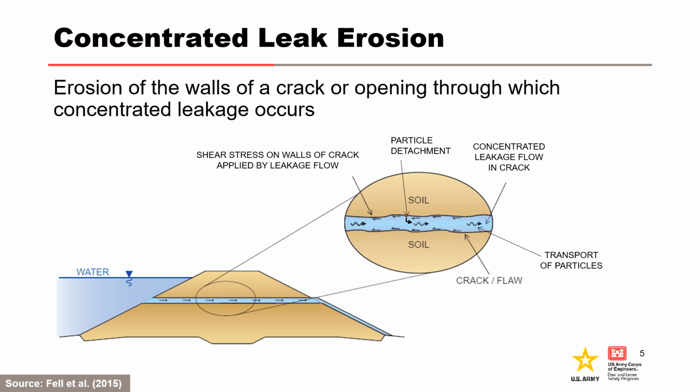This figure shows a continuous defect, a horizontal crack through a homogeneous earth-fill dam. Leakage flow through the crack applies hydraulic shear stresses or tractive forces onto the walls of the crack, and this can lead to particle detachment from the walls of the crack.